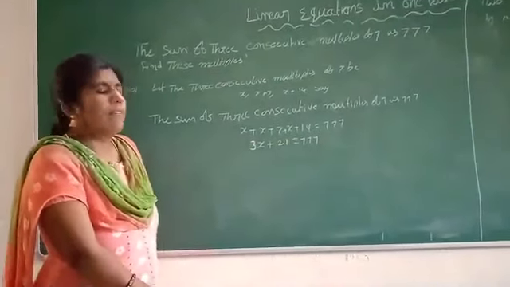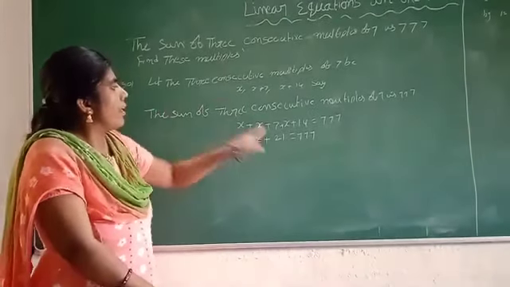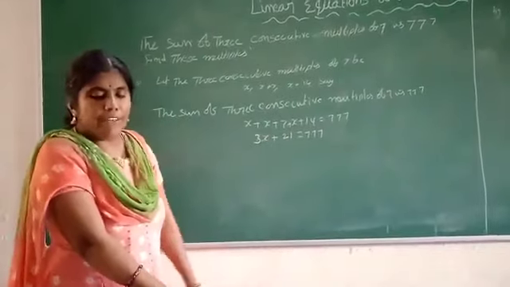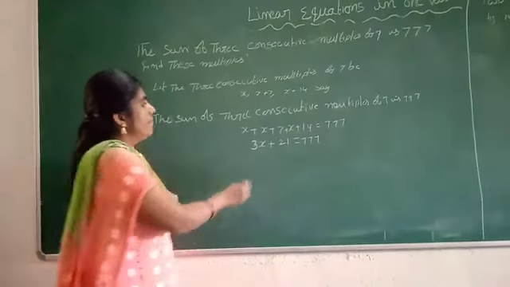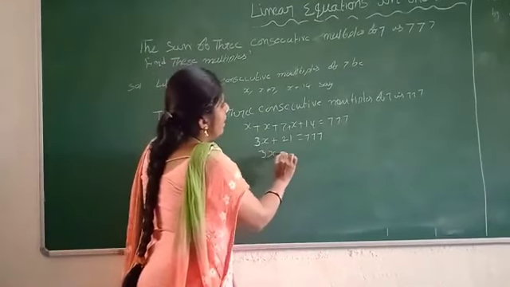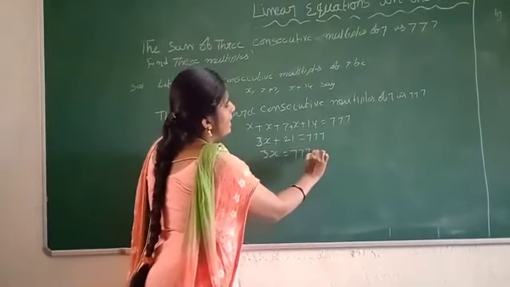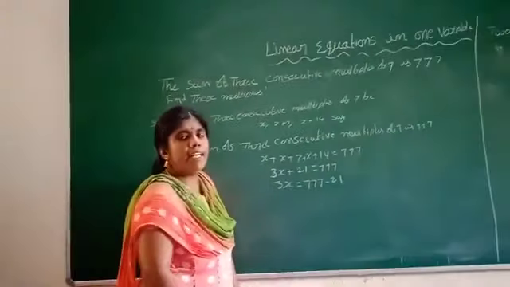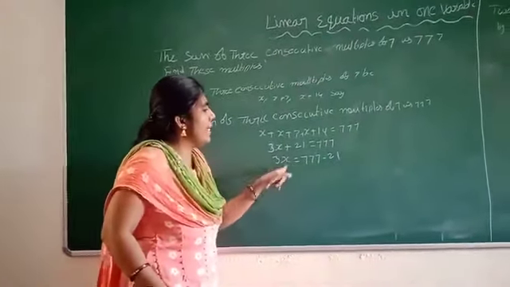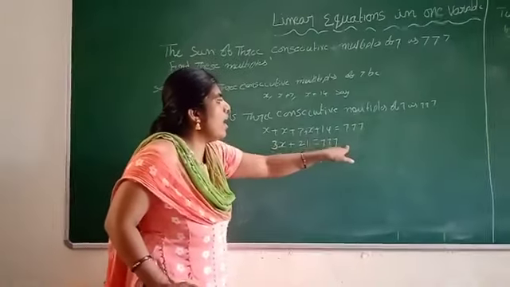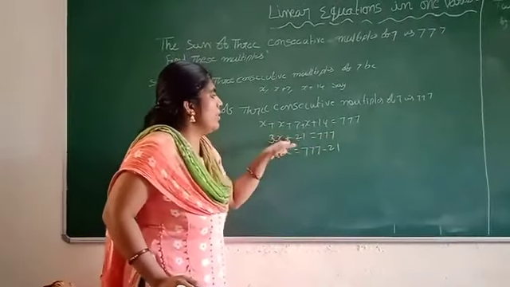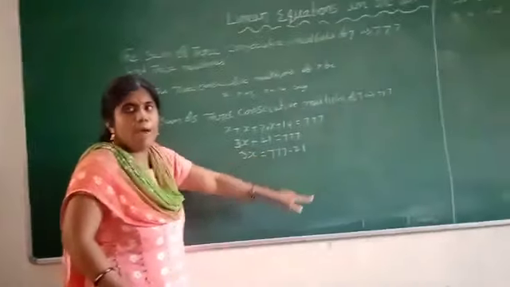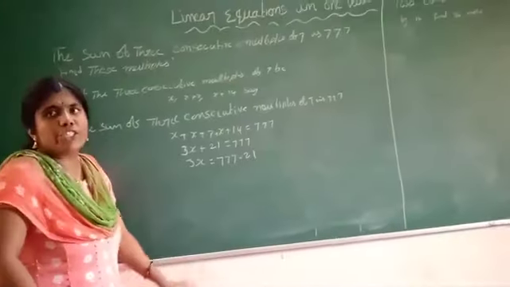Okay. Next, plus 21 is changed to the other side. 3x equal to 777 minus 21. In 3x equal to, plus is changed to the other side as minus. Plus 21 is changed to minus 21. 777 minus 21, how much?